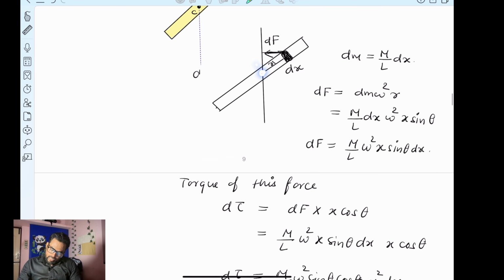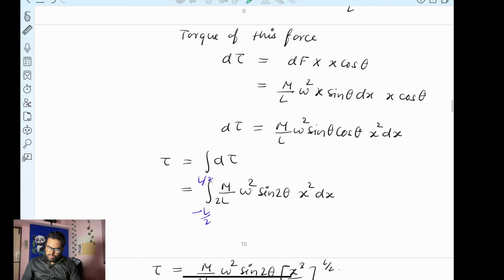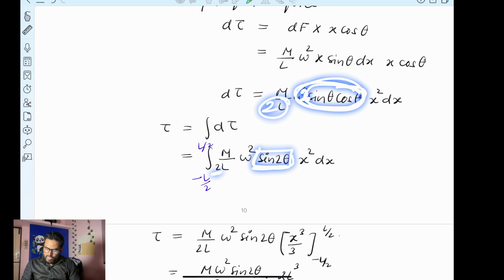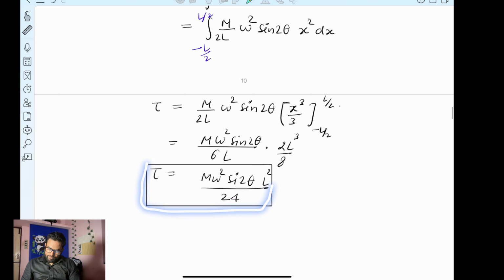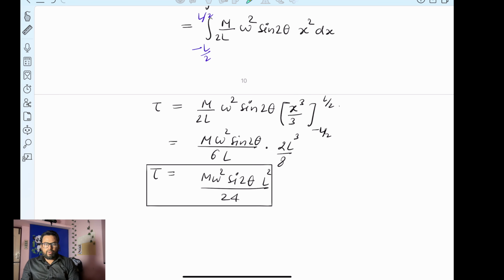By integrating, see the limits of the integration. This is our central line. So backward how much will I go? L by 2 minus. Forward how much will I go? L by 2 plus. One extra thing I have done here: sin theta cos theta is there, so I will divide by 2 and multiply by 2. So this becomes sin 2 theta divided by 2. That is the change I have made. I have taken sin 2 theta, so an extra 2 comes. Now after integration, simple, we'll get this value. So that is the required answer of this problem. Okay.